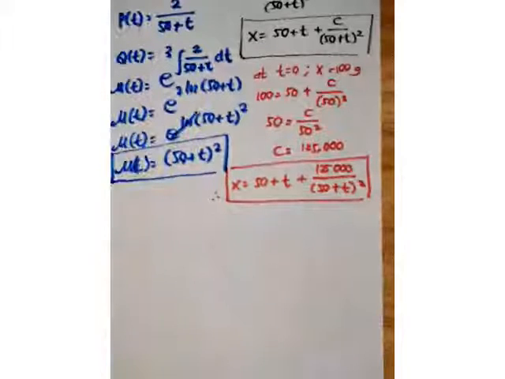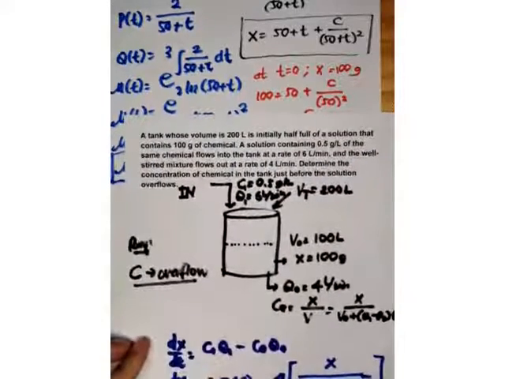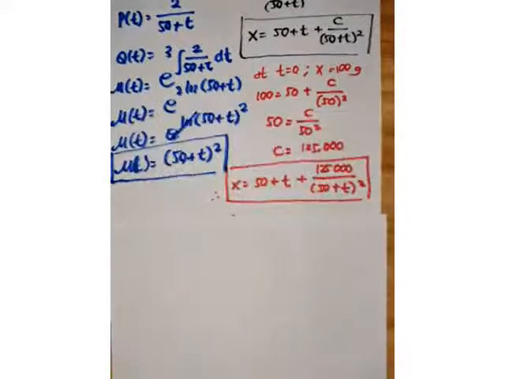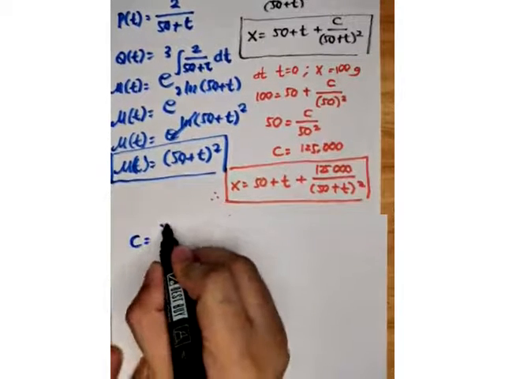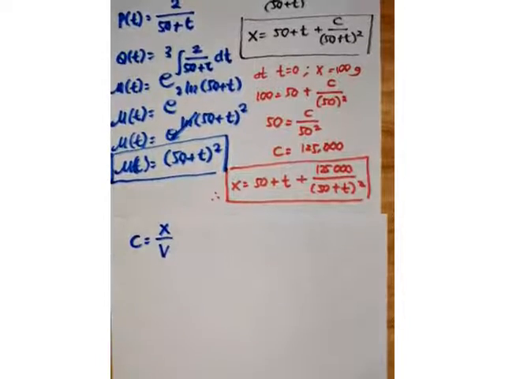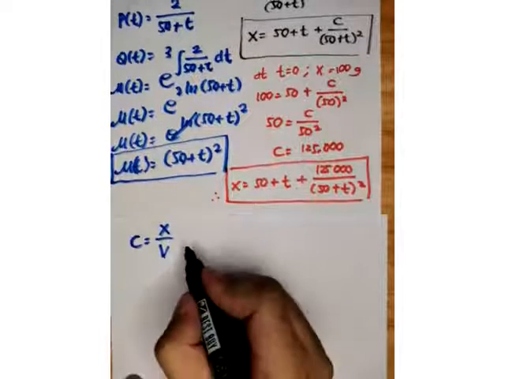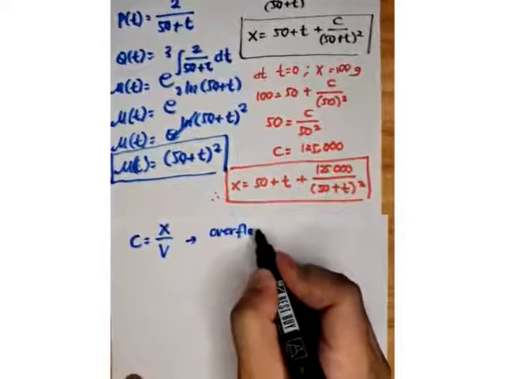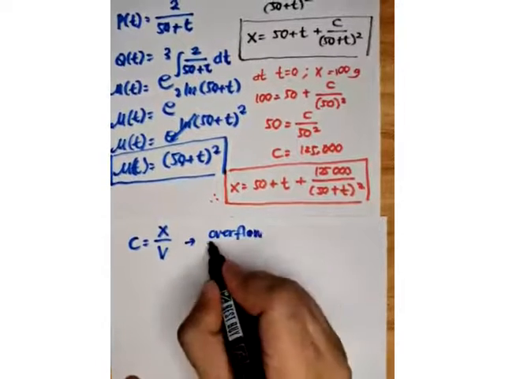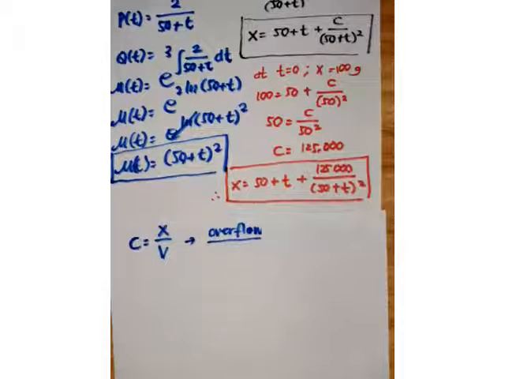Okay, so if that is our particular solution, what's our problem again? So what is the concentration when it overflows? So ano yung C? C natin is X over V. Kaya lang hinahanap natin kung kailan daw siya mag-overflow.